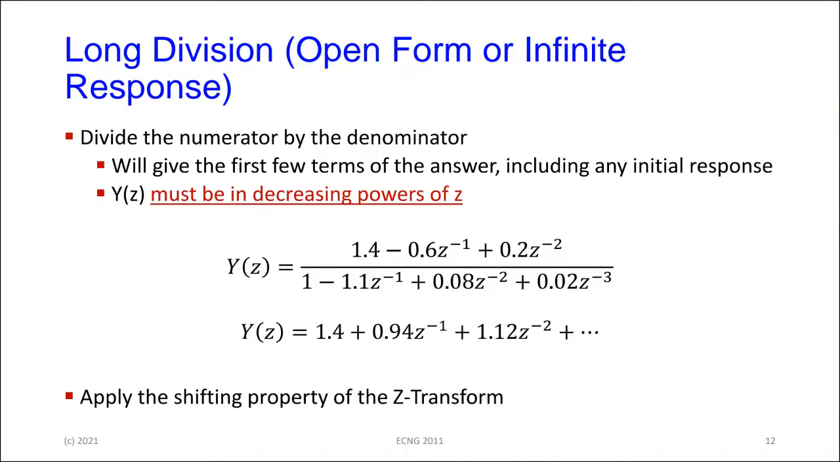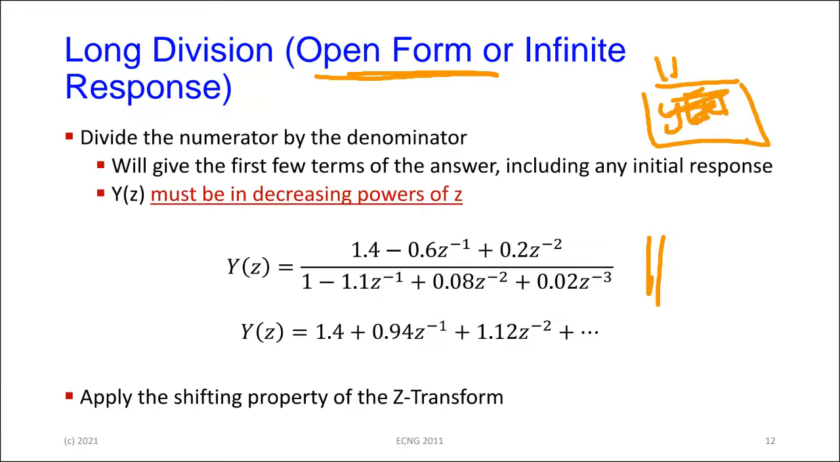So the first one, which none of the other transforms actually do, is long division. The long division technique gives us what is called the open form or the infinite response. I won't worry too much about what that means, and I'll tell you in a second. But it's similar to this: if I have a system and I want to find out, back to our example here, I have this system, this is H(kT) here now. I put in X, which was a unit step, and I got this.